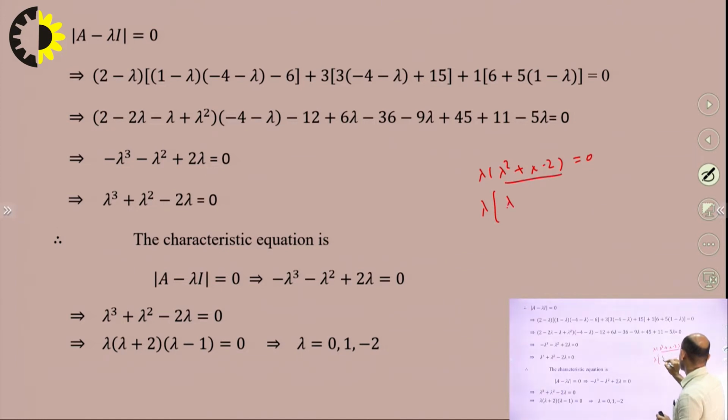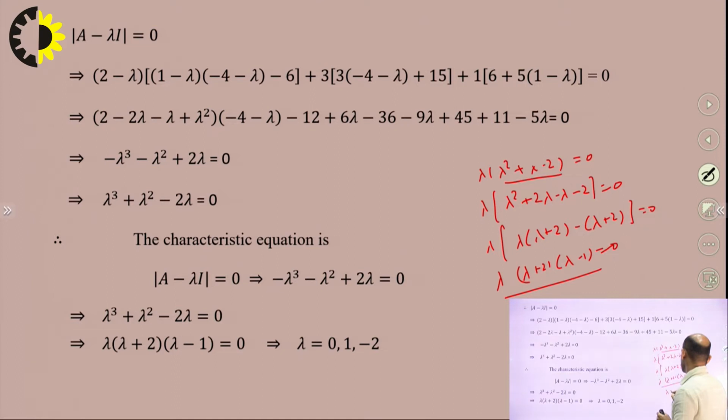This is lambda square plus 2 lambda minus lambda minus 2 here. So the factors are lambda plus 2 and lambda minus 1 equals 0. So we have lambda plus 2 common here, and we have lambda minus 1. So we have the roots as lambda equals 0, minus 2 and 1. So these are the roots of this equation. So lambda equals 0, 1 and minus 2, and these are the characteristic values of this 3 by 3 matrix.